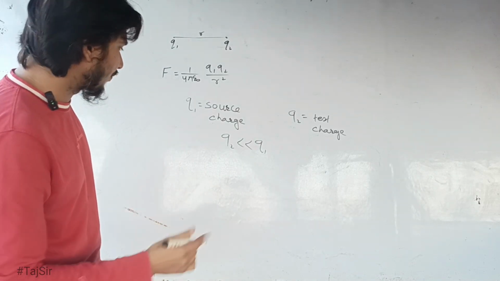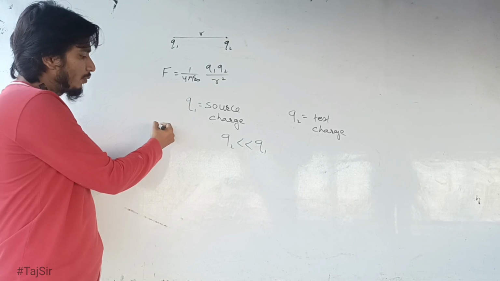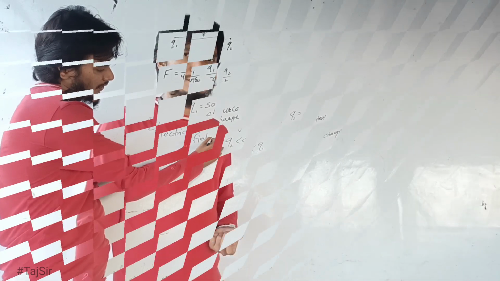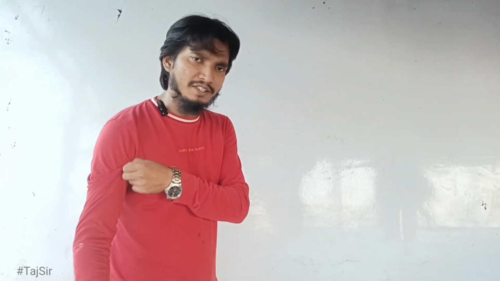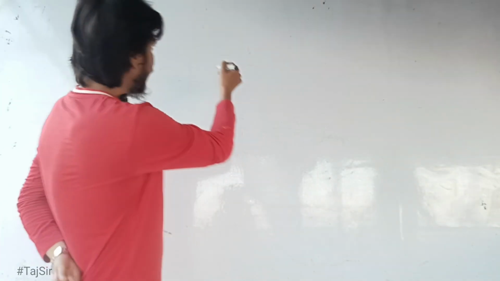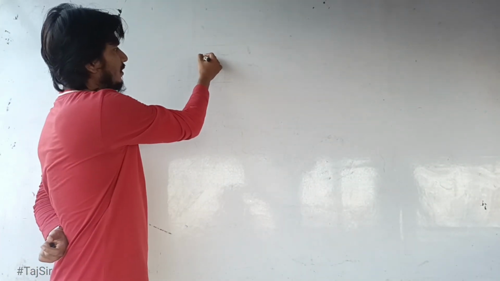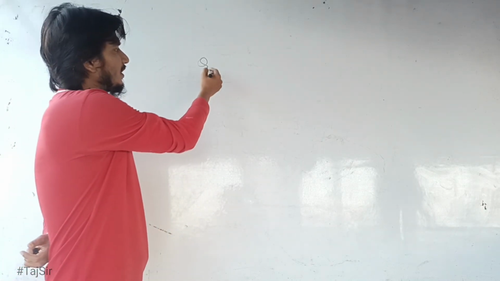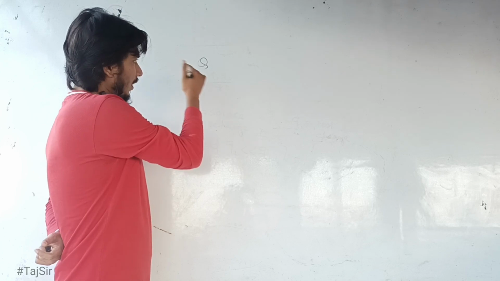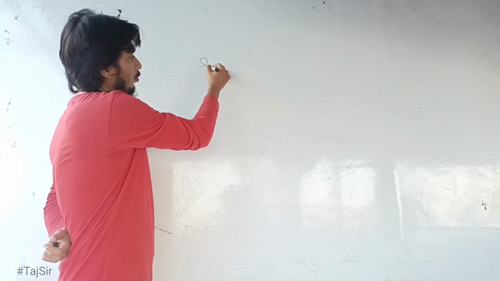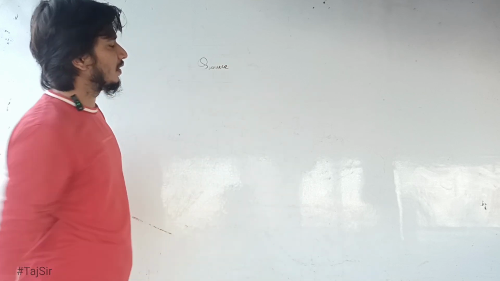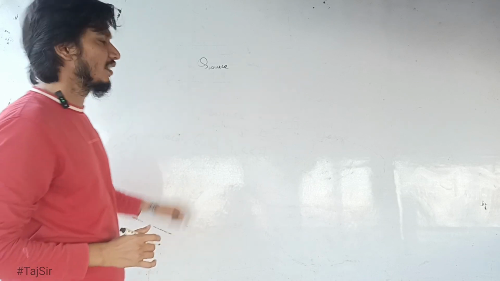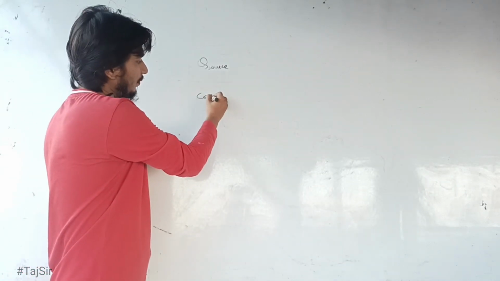Why do we need this? Because we want to study electric field. Let us discuss electric field. What is an electric field? Suppose there is a charge Q, and this charge is a positive charge, and we name this charge as Q source. It means it is our source charge and it has been fixed in its place, that is, it cannot move.